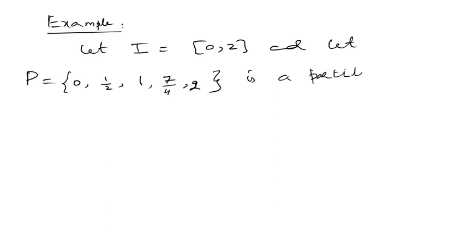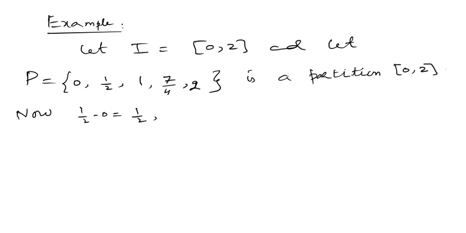You can take any number of partitions of this interval. Let's take one of those partitions. This is the partition of the interval 0 to 2. Now let's find the length of each subinterval. Now what's 1/2 minus 0? It's equal to 1/2.